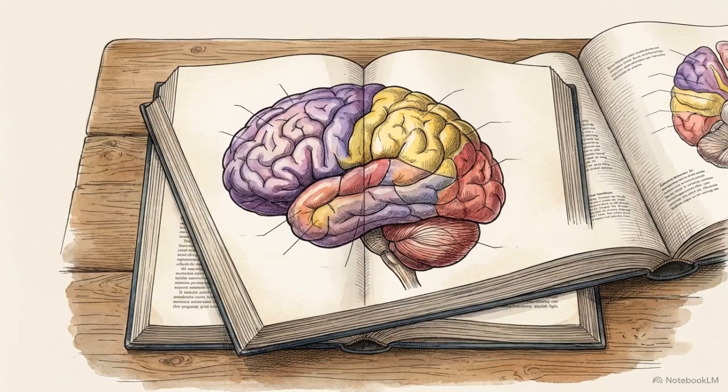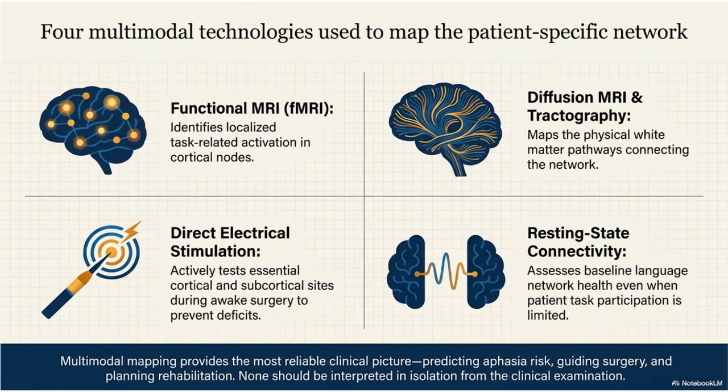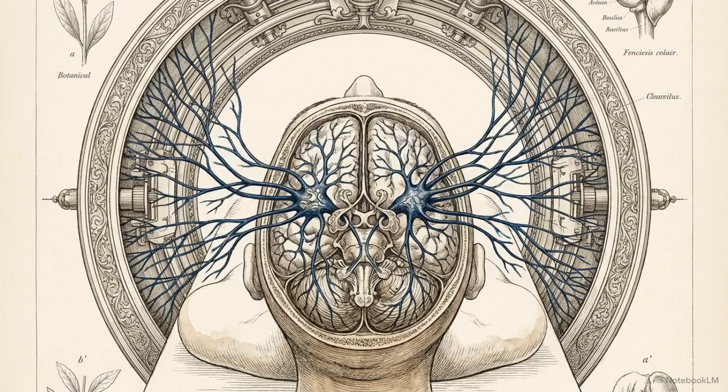Because recovery relies heavily on preserved connectivity, we cannot rely on generalized anatomical maps. Medicine must map the precise topology of the individual patient. This matrix details the technologies mapping the patient-specific network. Functional MRI identifies activation in specific cortical nodes. Diffusion MRI and tractography trace the pathways linking them. During surgery, awake direct electrical stimulation actively tests essential sites to prevent deficits. For patients whose active participation is limited, resting state connectivity provides an assessment of baseline language network health.